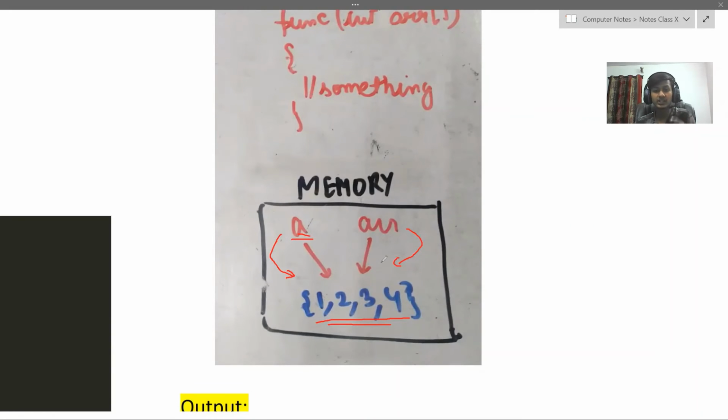So if any changes are to be made in the arr, so arr क्या है? Arr is at 1 2 3 4 here. So if we make any changes through the variable arr in the 1 2 3 4 array, the same change would be reflected back to A, because both are actually seeing the same array.